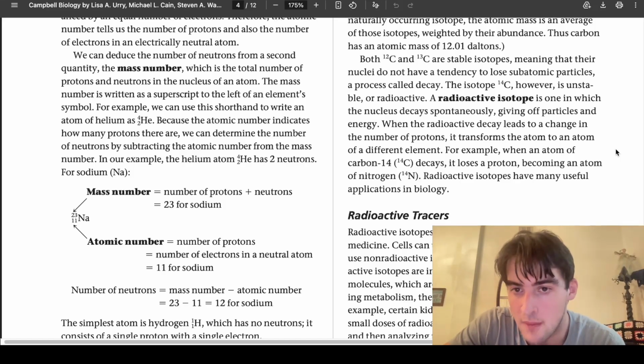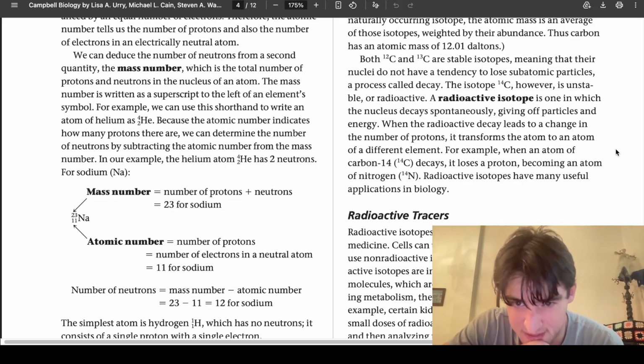I guess we'll see. A radioactive isotope is one in which the nucleus decays spontaneously, giving off particles and energy. When the radioactive decay leads to a change in the number of protons, it transforms the atom into an atom of a different element. So it can lose protons. For example, when an atom of carbon-14 decays, it loses a proton, becoming an atom of nitrogen. Interesting, and it becomes 14N.